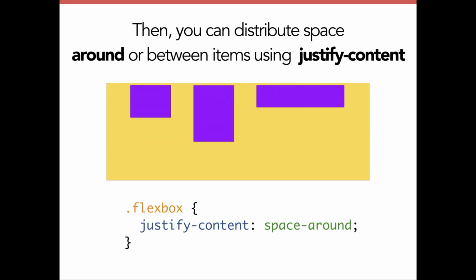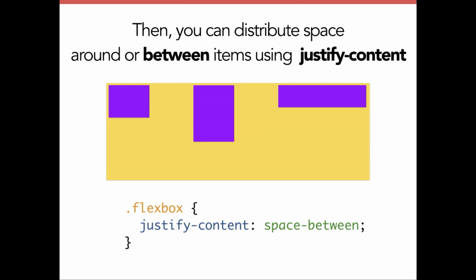First, I can distribute the space either around or between the items. For that, you have the property called justify content. If I say on the flexbox justify content space around, it's distributing the space around the flex items. You see? We have the same space around each item. If I say justify content space between, it's not around them, but between them. So what happens on the first and the last one? The first one is sticking to the beginning of the flexbox, and the last one is sticking to the end, because it's between but not around them. So with justify content, we can distribute the space.